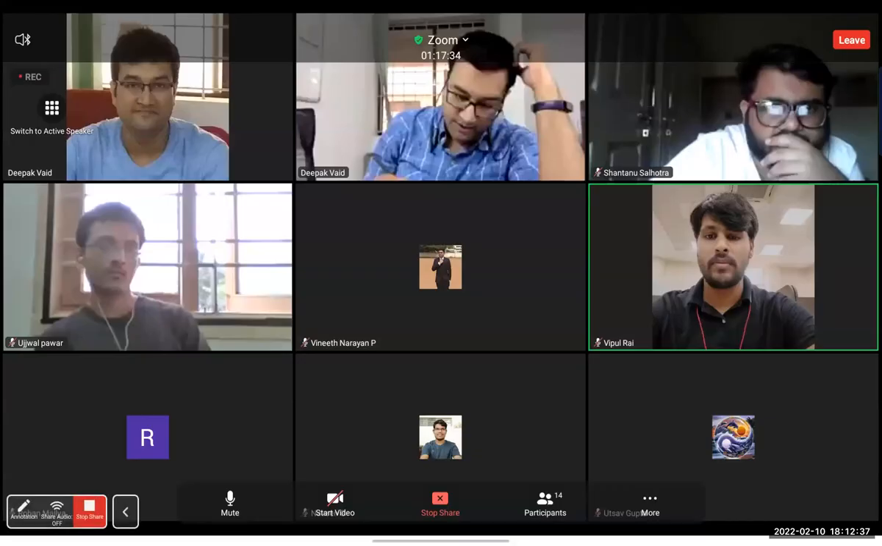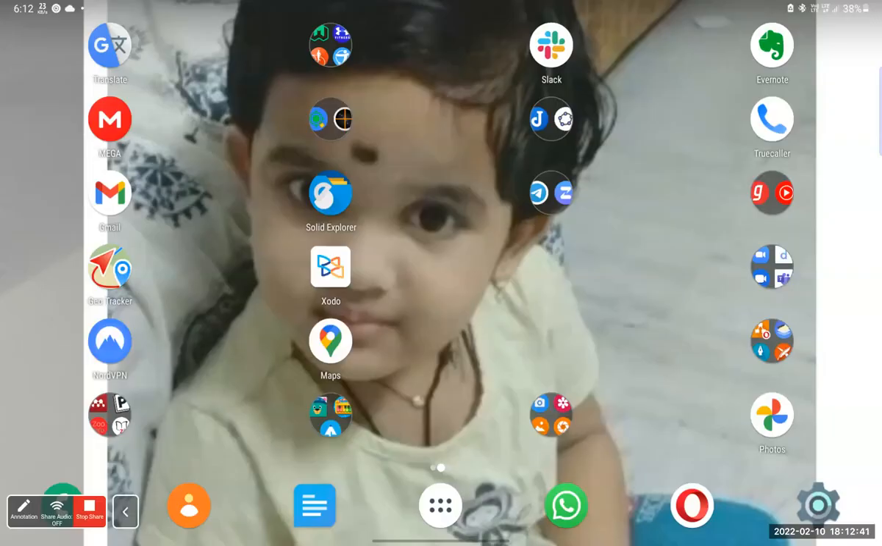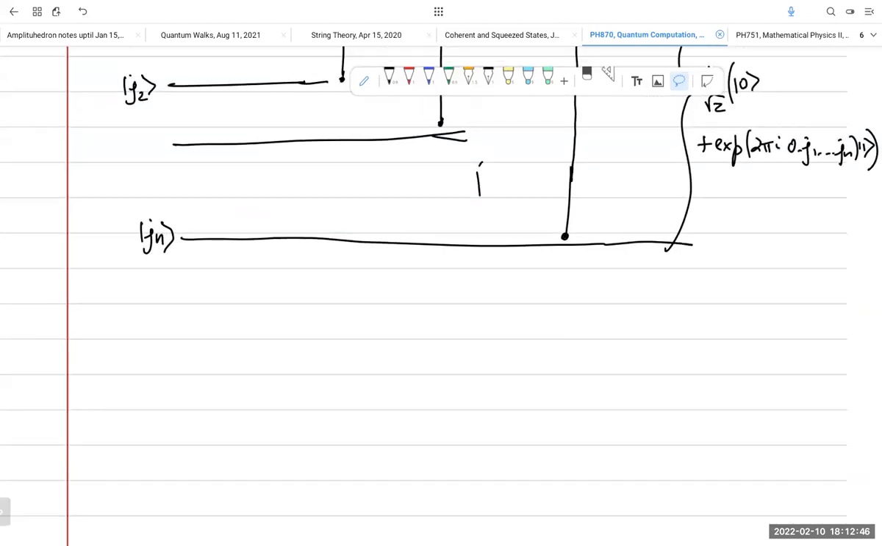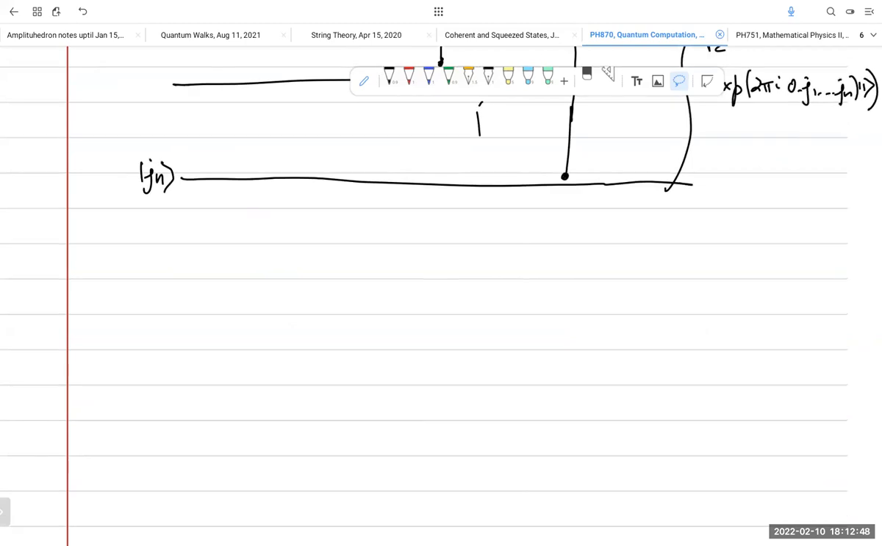Let us look at what happens. Is that what you're saying? So let's say that you have some Hamiltonian, and it has some eigenstates.